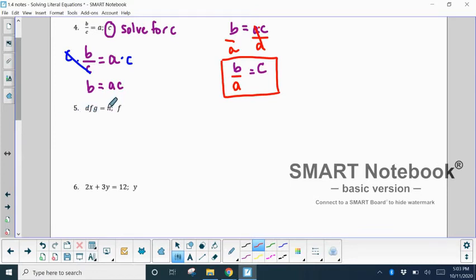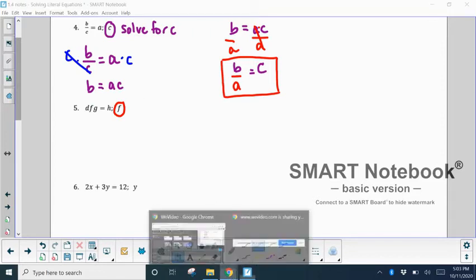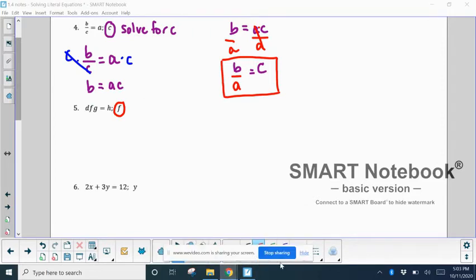So I want you guys to go ahead and take a shot at number 5. D, F, G equals H. So that says D times F times G equals H. And you're going to solve for F. So you're going to get the F by itself. So go ahead and pause the video. And then when you finish the problem, go ahead and resume the video so you can check your work.